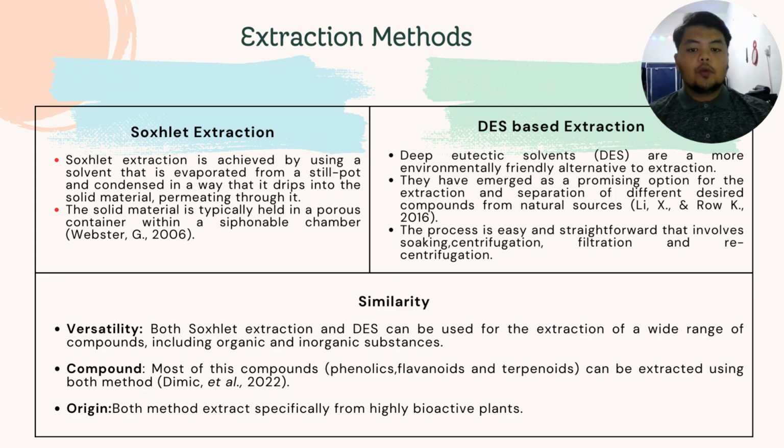For our project, we use two types of extraction methods. The first one is the Soxhlet extraction, which is the conventional method, and the new method, which is the DES-based extraction. So let's see, what is the Soxhlet extraction? Soxhlet extraction is achieved by using a solvent that is evaporated from a steel pot and condensed in a way that it drips into the solid materials, permeating through it. The solid material is typically held in a porous container within a siphonable chamber.